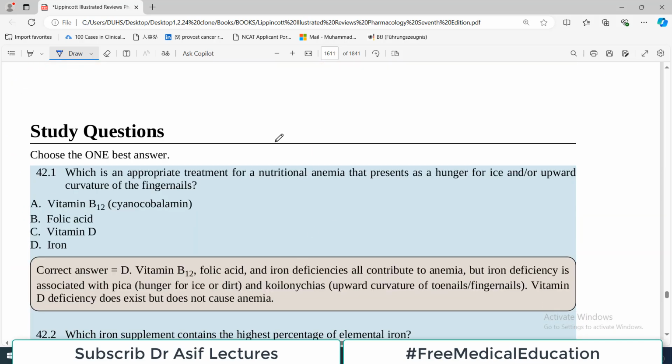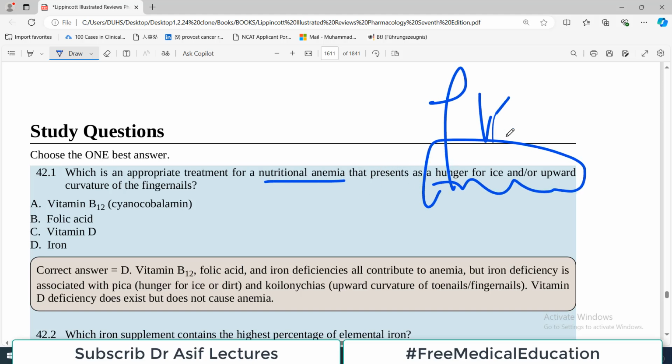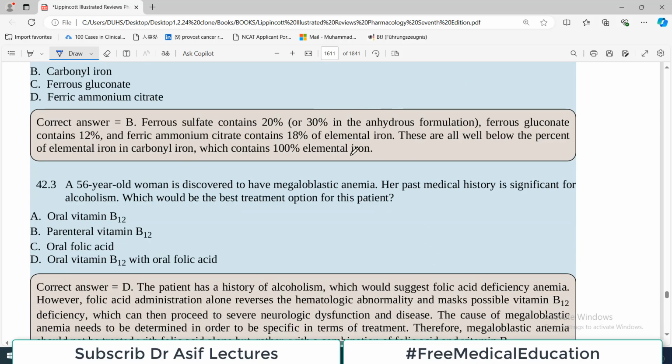I would recommend कि इस तरह questions आप solve कीजिएगा ताकि आपको एक idea हो. So for example, which is an appropriate treatment for nutritional anemia that presents as hunger for eyes? So that is the pica syndrome, definitely iron deficiency. So बगैर देखे मुझे पता है कि it is to be iron and the correct answer is iron. Okay, so go through these questions at your own.